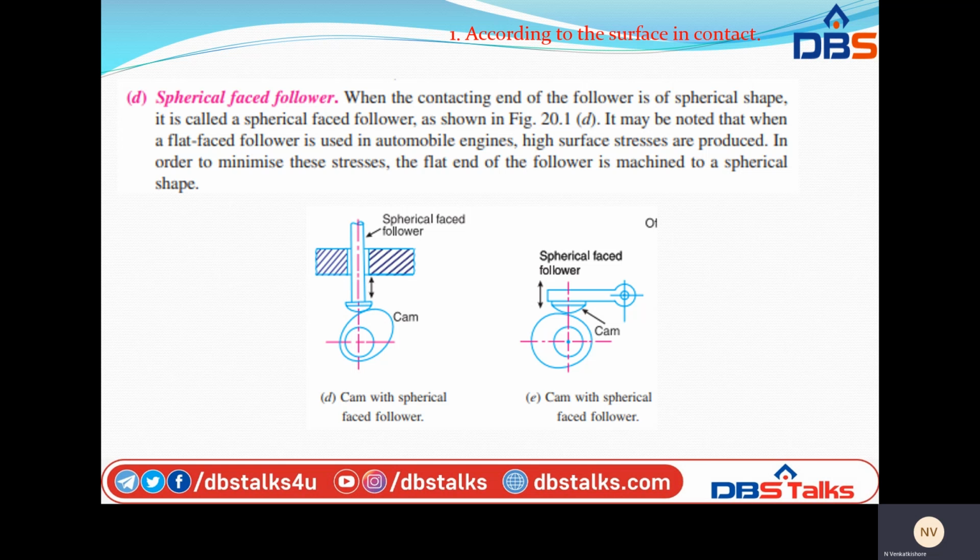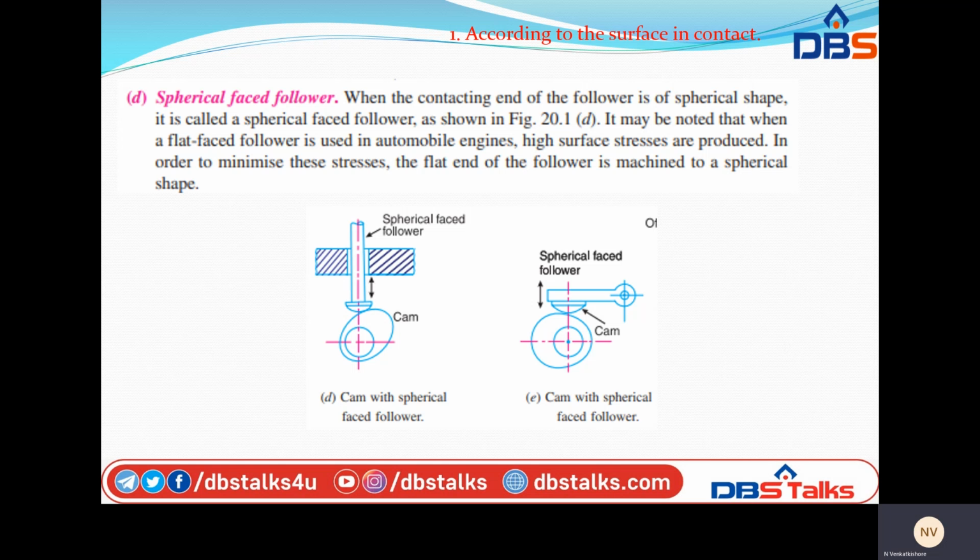So what we have discussed now is, according to the surface contact or surface of the follower, they are categorized into four varieties. One is knife edge, the second one is roller, the third one is mushroom, that is a flat faced follower or mushroom follower, and the fourth one is the spherical faced follower.